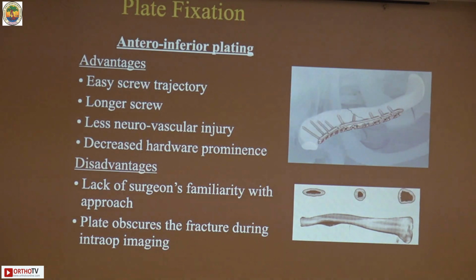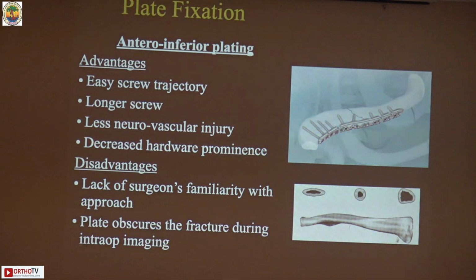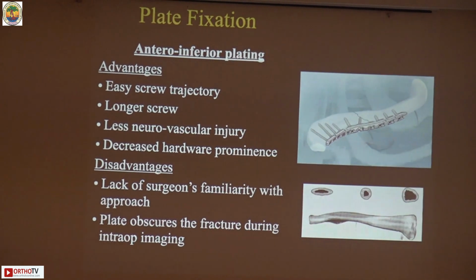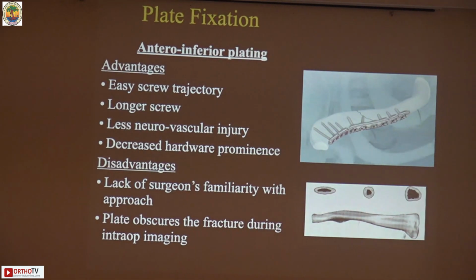Anterior inferior plating has the advantage of easy screw trajectory and longer screws, as the AP diameter of the clavicle is more than the superior-inferior diameter, less incidence of neurovascular injuries, and decreased hardware prominence. But the disadvantages are that we are not familiar with this approach most of the time, and the plate obscures the imaging during surgery and even post-op.